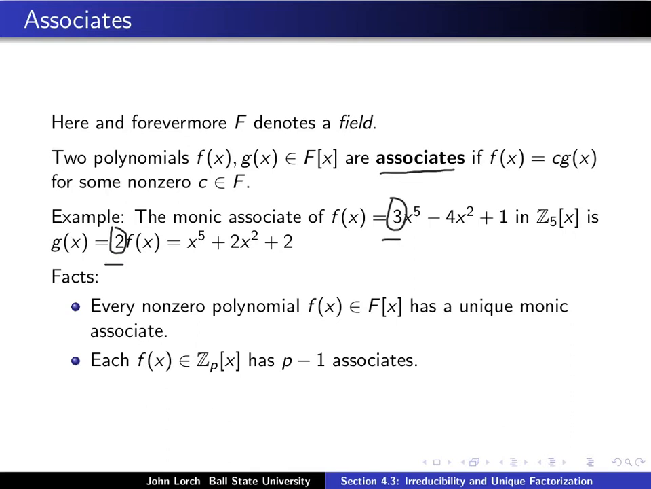Second, if you have a polynomial in the polynomial ring over Zp, where p is prime, that polynomial will have p minus 1 associates, and the reason for that is that there are p minus 1 non-zero constants in Zp.